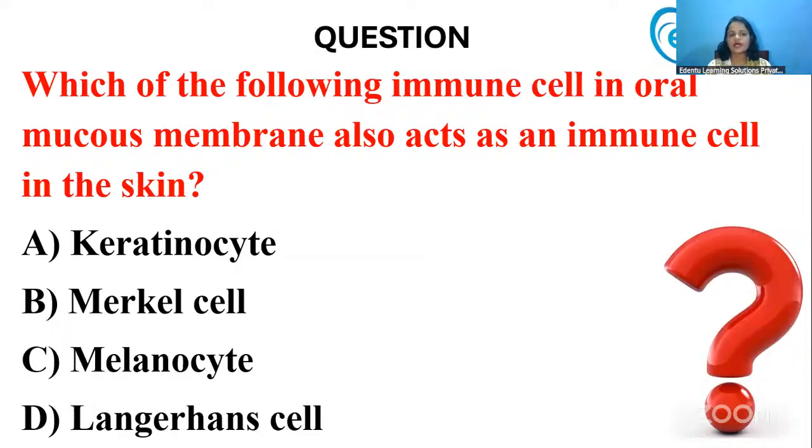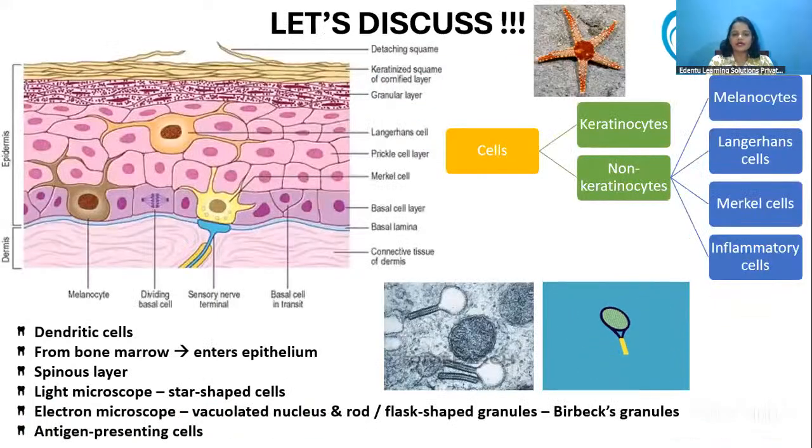Now, next question. Which of the following immune cells in the oral mucous membrane also acts as an immune cell in the skin? Is it keratinocyte, Merkel cell, melanocyte, or Langerhans cells? Before going into this question, you must know the types of cells present in the epithelium. In the epithelium, we have keratinocytes.